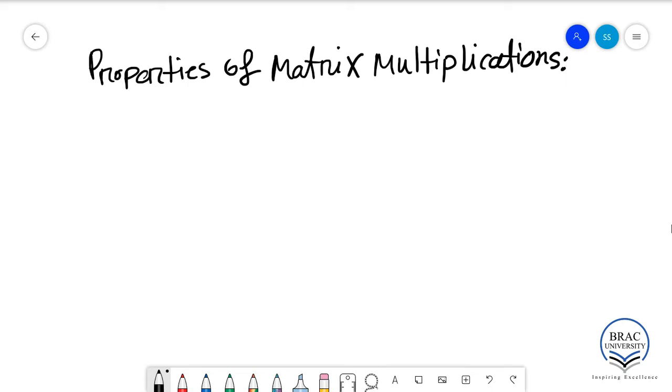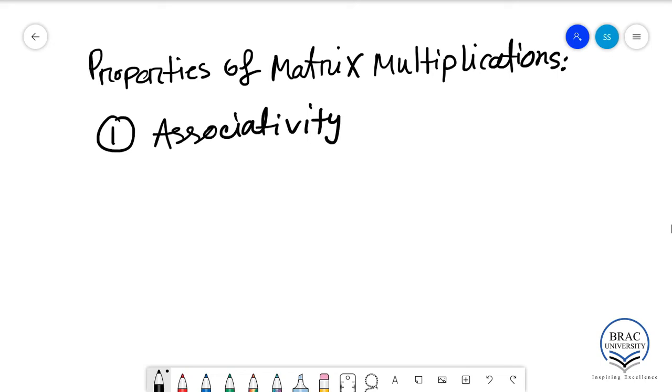So the first property that we want to talk about is the associativity property. So what does this property mean? Let's write associativity. And under this category, there are two properties that a matrix satisfies.